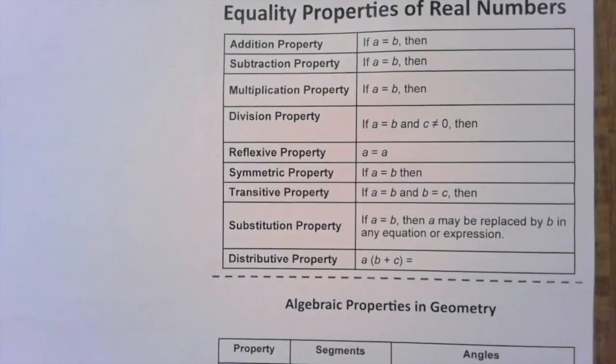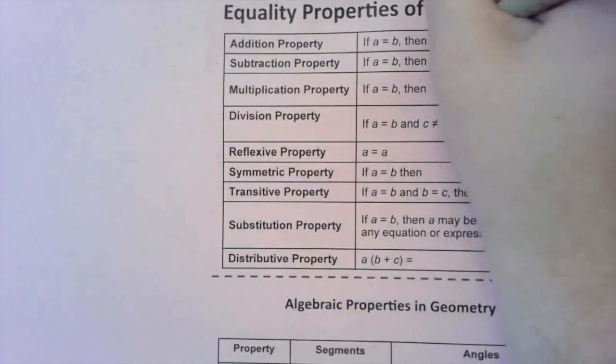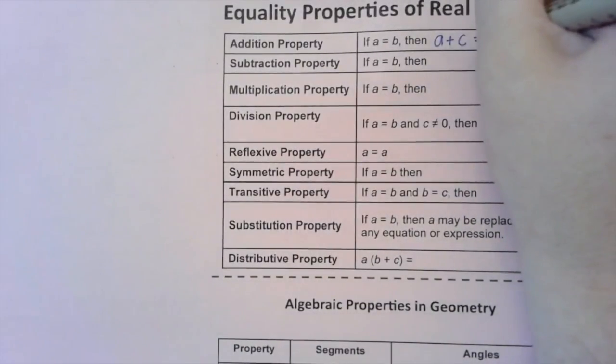Okay, we're going to talk about the equality properties of real numbers. And the first one is the addition property. If A equals B, then A plus C equals B plus C.